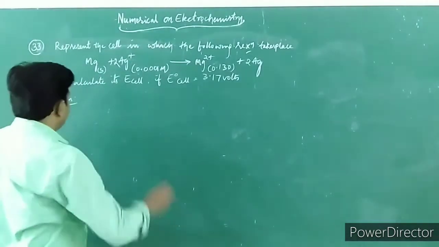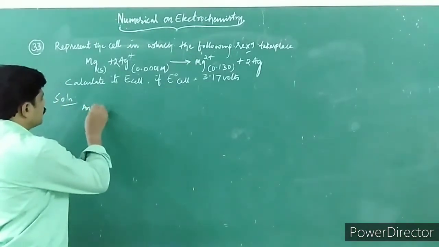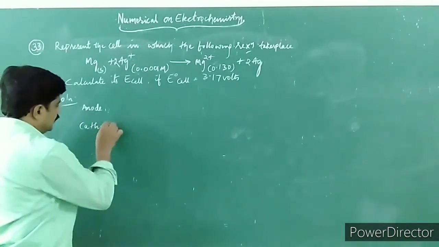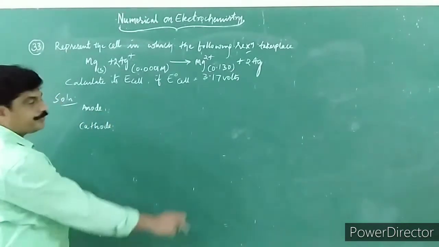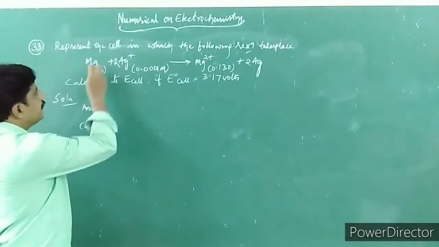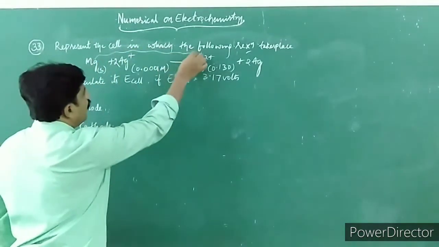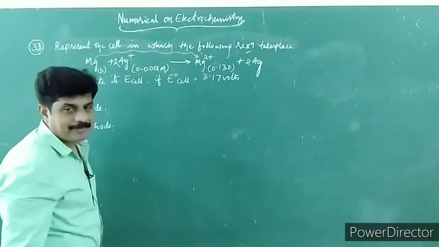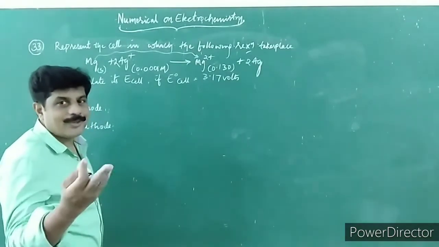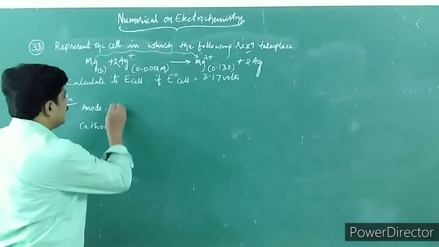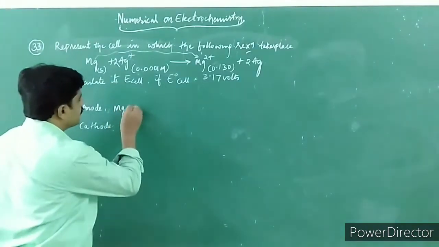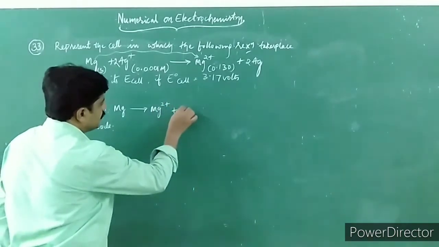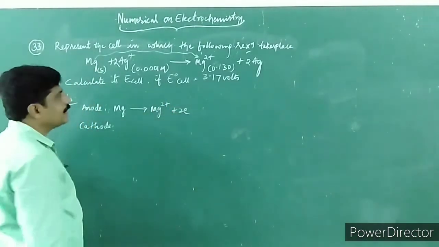Children, first I need to write the anode reaction and then I'll write the cathode reaction. Look at here, anode. Mg from zero oxidation state is getting converted into 2 plus oxidation state. That means increase in oxidation state. What do you call that? Oxidation. That means Mg loses 2 electrons to form Mg2 plus. So this is the anodic reaction.